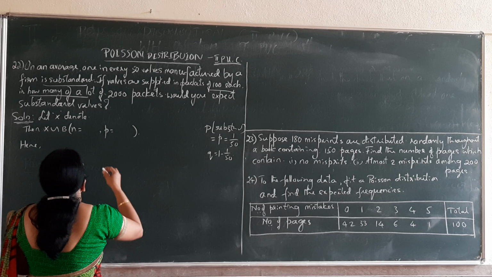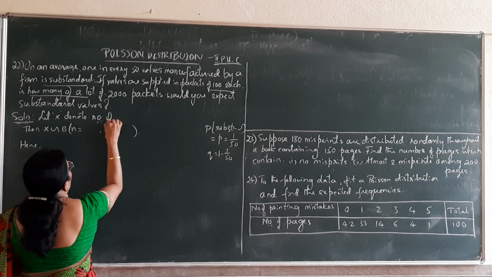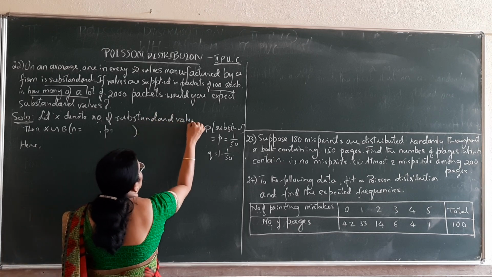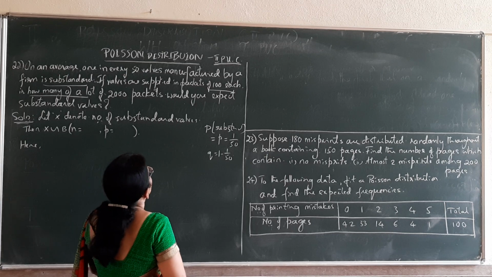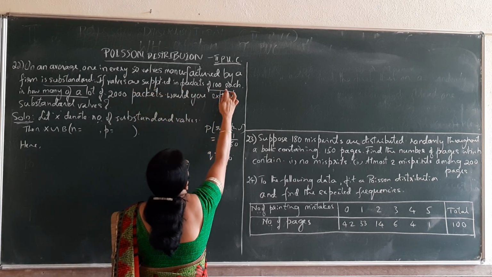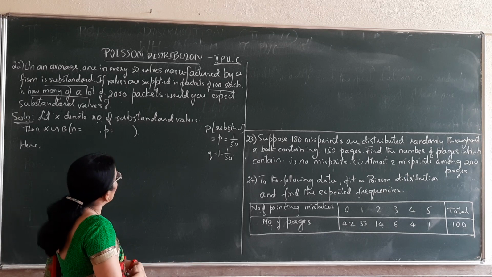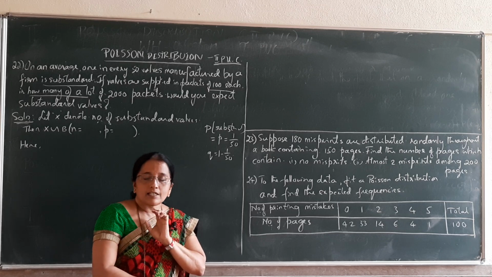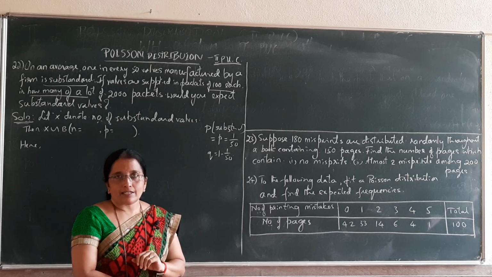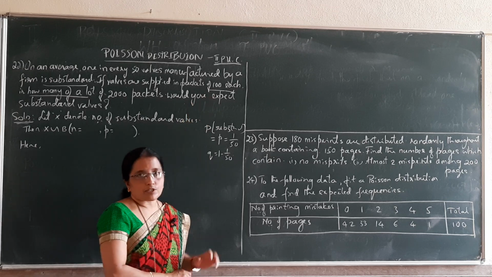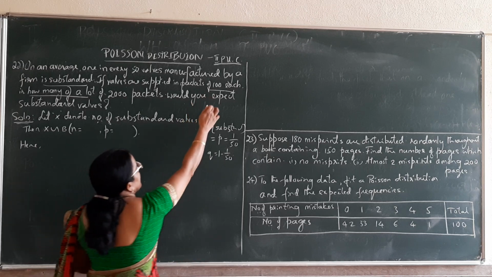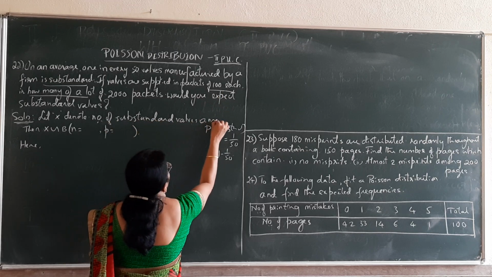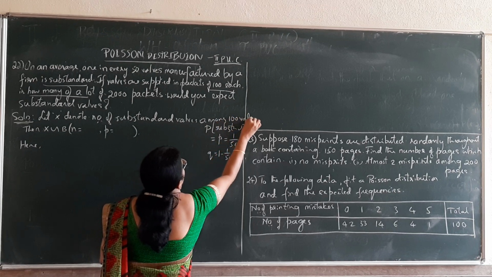So here we can define, let X denote the number of substandard valves. Among how many valves? It is given each packet has 100 valves, and they have told a lot of 2000 packets. That is, totally there are 2000 packets, and in each packet there are 100 valves. So here the sample has 100 items. That is, X denotes the number of substandard valves among 100 valves.